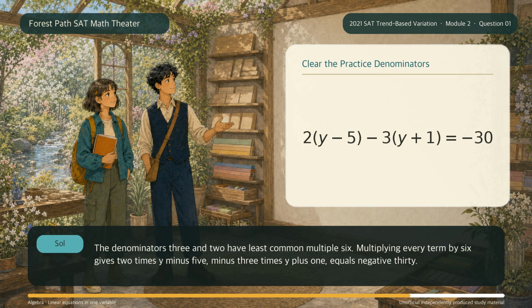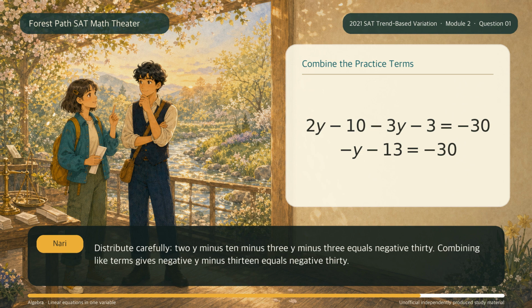The denominators 3 and 2 have least common multiple 6. Multiplying every term by 6 gives 2 times y minus 5 minus 3 times y plus 1 equals negative 30. Distribute carefully. 2y minus 10 minus 3y minus 3 equals negative 30. Combining like terms gives negative y minus 13 equals negative 30.